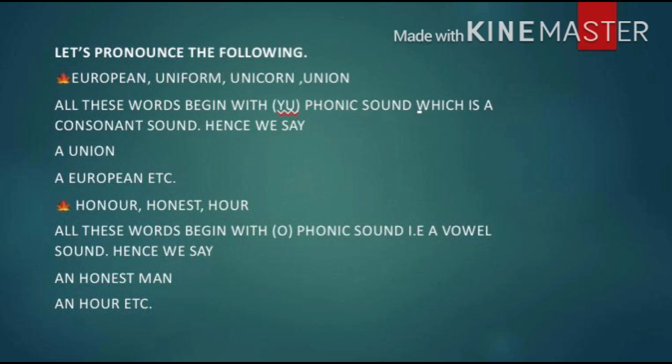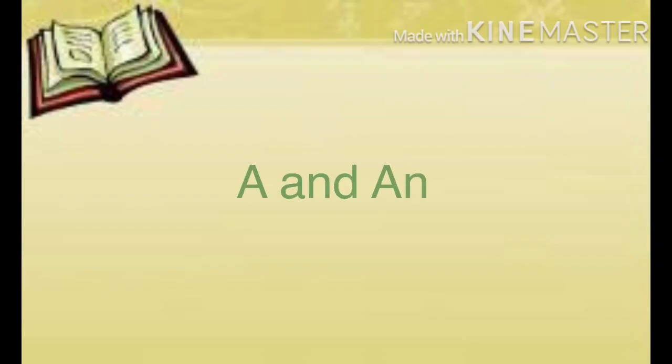Now, hour, honest, heir. All these words begin with the "o" phonic sound, that is a vowel sound. Hence, we say an honest man and an heir. Students, I hope you must have understood where to use a and where to use an.